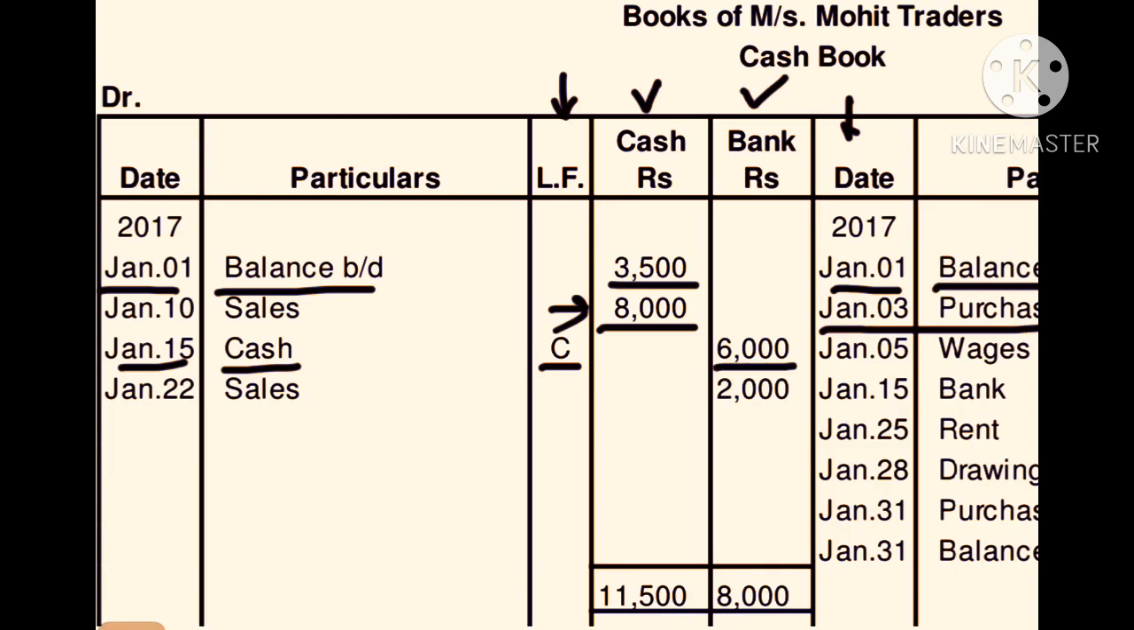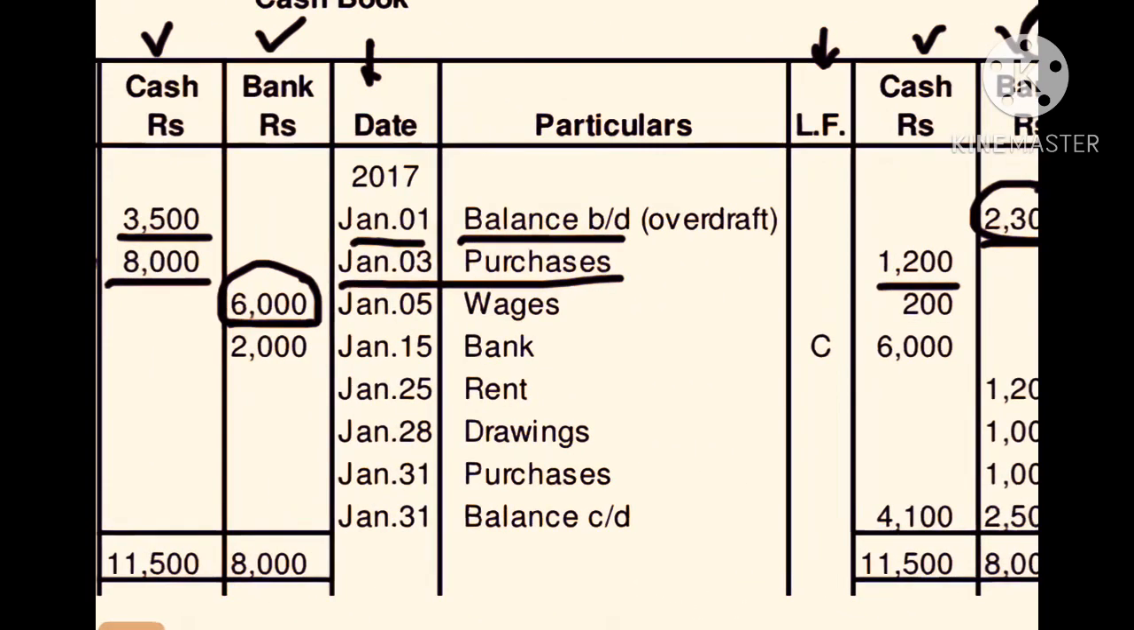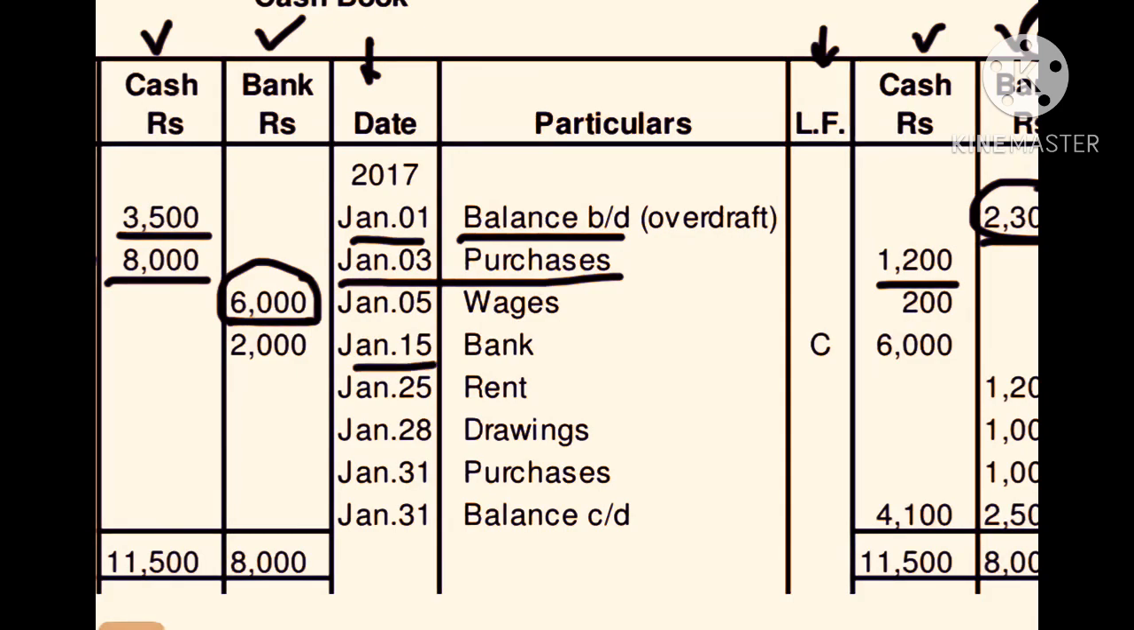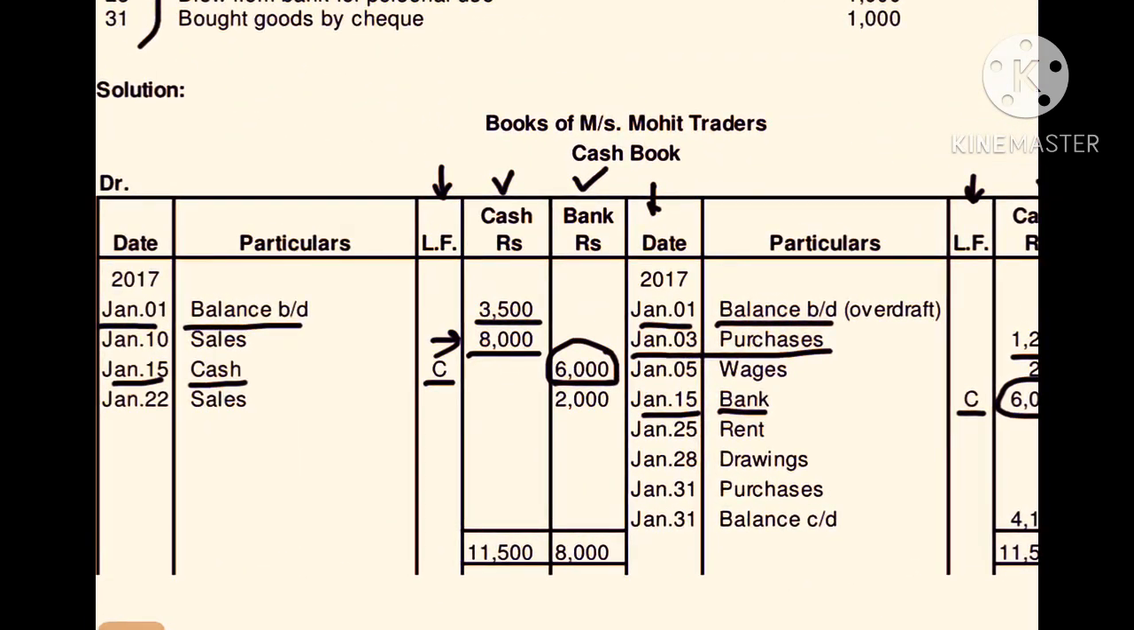The question is why the bank column on the debit side. We always remember that once you deposit money to the bank, the bank balance increases with the amount, and if anything increases we put it on the debit side. At the same time, on the same date, on the credit side we write bank, as well as C for contra, but this time the amount is in the cash column, rupees 6,000, because if you are depositing money, cash will reduce while the bank will increase.